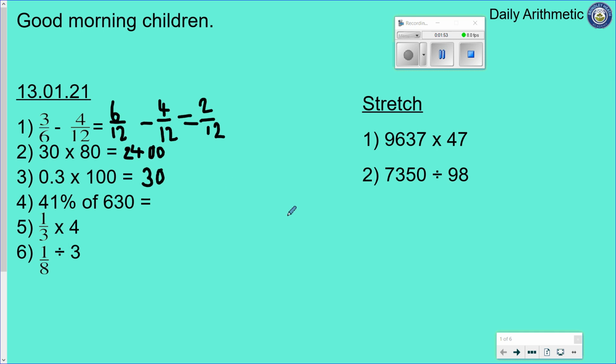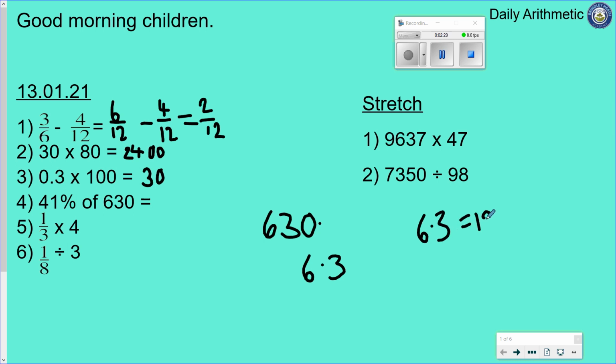Question 4, again, the trickier question for this week, 41% of 630. Remember the trick here is, first of all, I need to find 1%. So I take my 630 and I need to find 1% of that. To find 1%, I need to divide 630 by 100, because 630 is 100%, but I want to find 1%. Divide by 100, I move my digits 2 places to the right. So 6.3. 6.3 equals 1%.